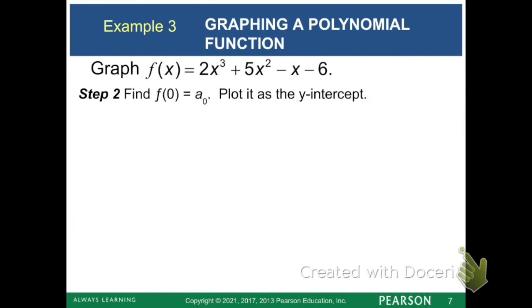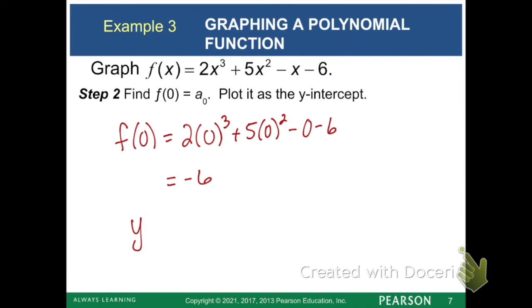Step 2, we're going to find our y-intercept, and we're doing that by plugging 0 in for x. When I plug 0 in for x, I'm just going to get -6. Hopefully you knew all those x terms would just go to 0. So my y-intercept is the point (0, -6).